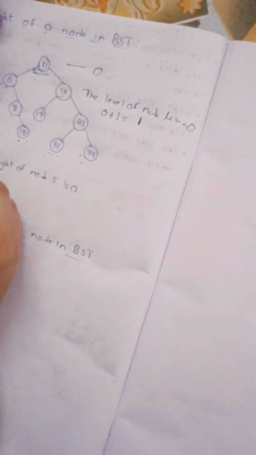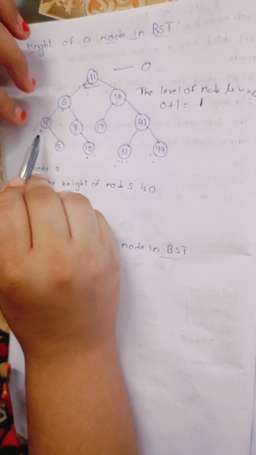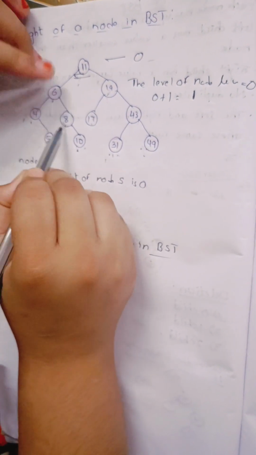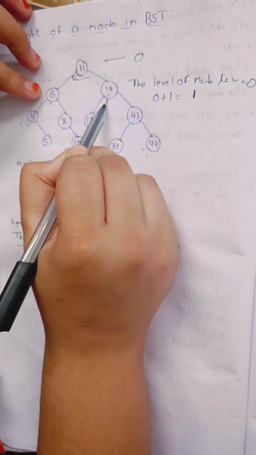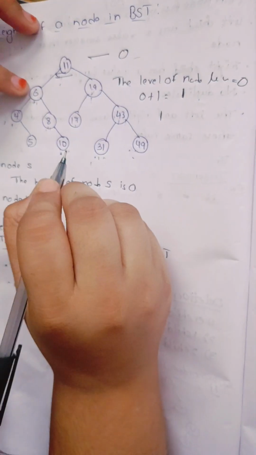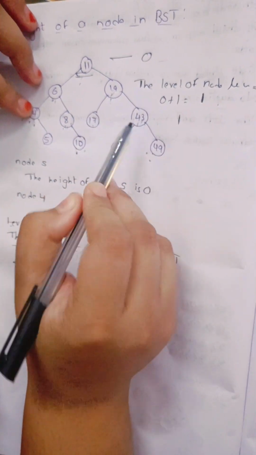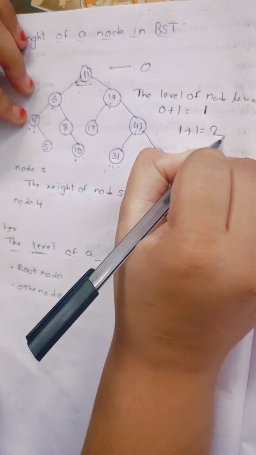Now for finding the level of node 4, node 8, node 17 and node 43. The parent node of nodes 4 and 8 is 6, and of nodes 17 and 43 is 19. The level of node 6 and 19 is 1. So for finding the level of node 4, node 8, node 17, 43, we should add plus 1, that is 2.